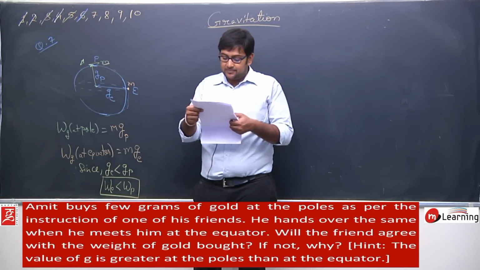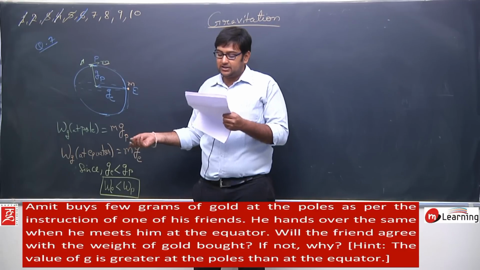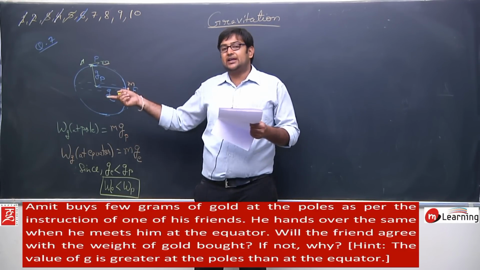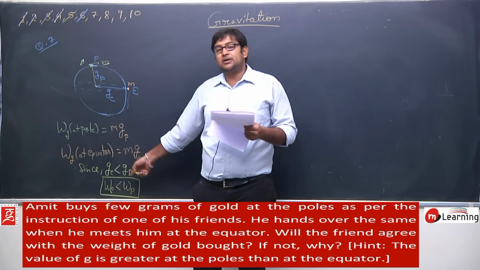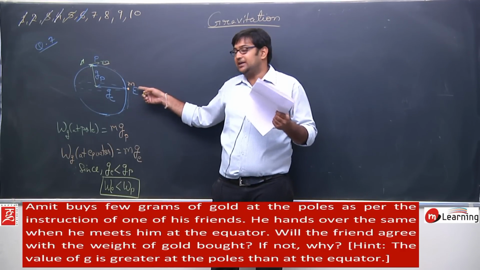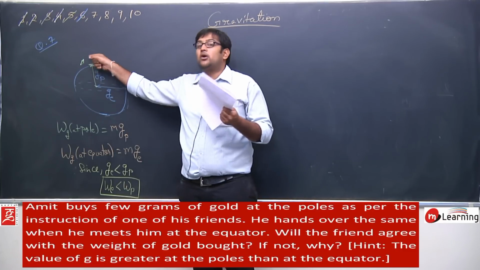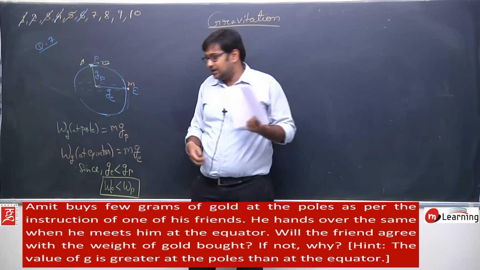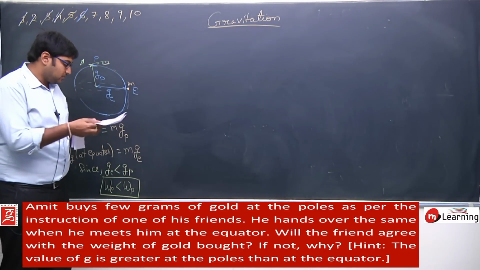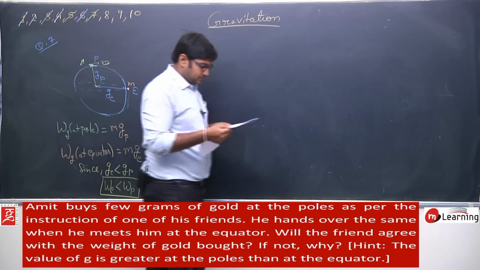So the question says, will the friend agree with the weight of the gold bought? No, we will say the friend of Amit will not agree with the weight of the gold that Amit bought. The reason is simple: the weight of gold seems to be different, or lesser, compared to the weight of gold when he bought it at the equator. This is what is going to happen. So this was question number 7. Now moving to the next one.